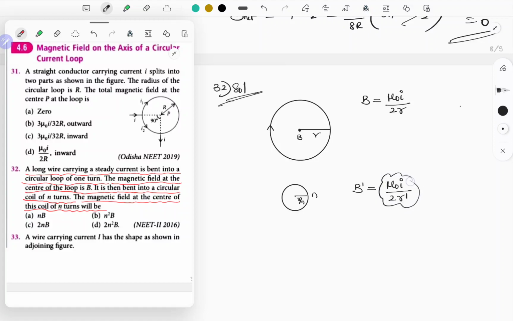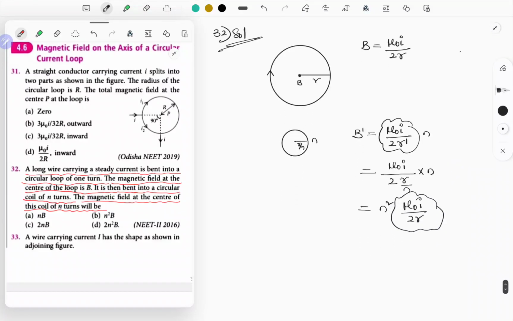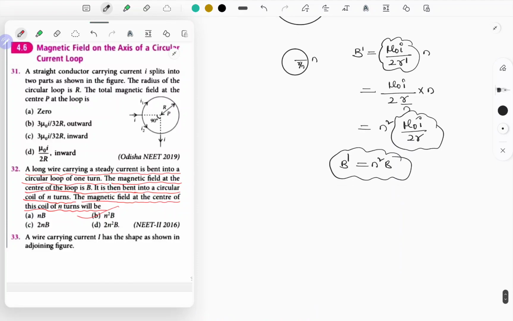This is due to one turn. As there are n number of turns, you just multiply it with n. So what's r dash? r dash is r by n. Then mu naught I divided by 2 times r by n, into n. N goes to the numerator. It is going to be n square times mu naught I by 2r. This mu naught I by 2r is the magnetic field at the center of a current carrying circular coil. Let me replace it. Then the new magnetic field is going to be n square times the original magnetic field. Which option? Option B is the correct answer. Understood?